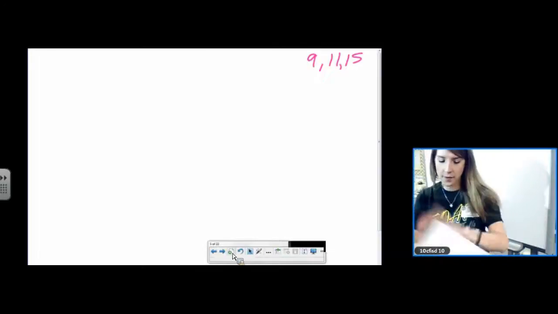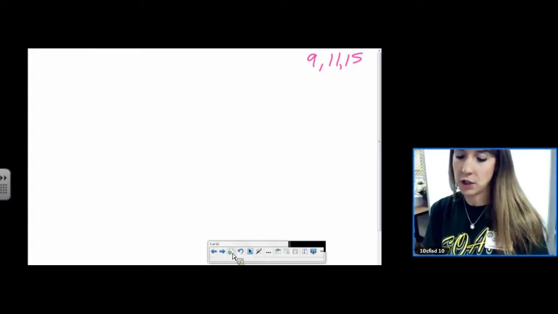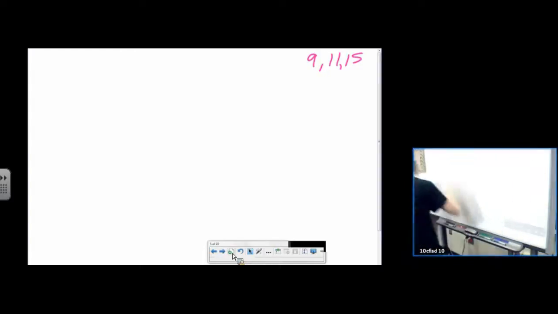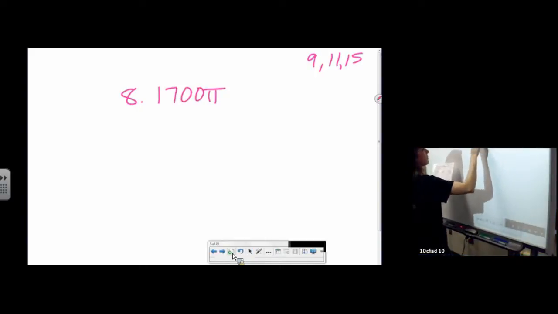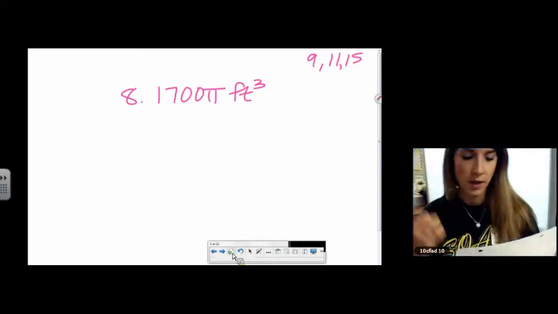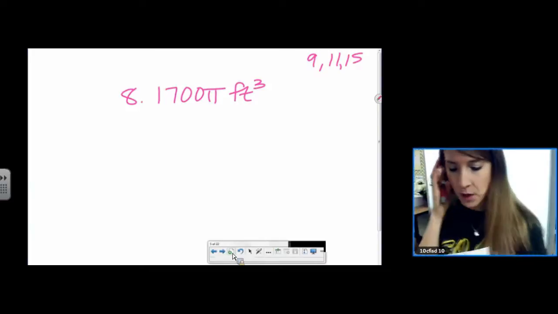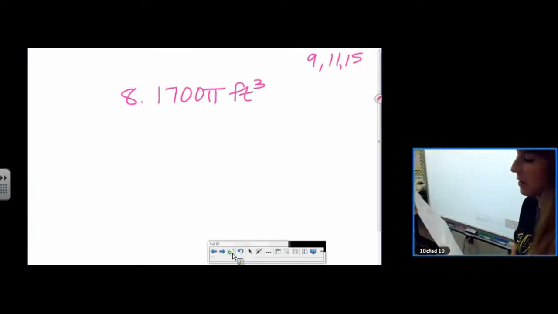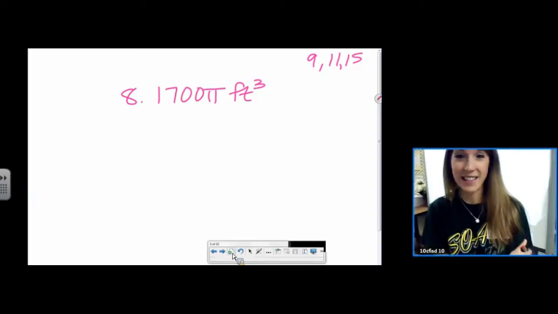At number 9 from last night's homework. On number 9, you have to use your answer to number 8. So for number 8, the answer was 1,700 pi cubic feet. That's how much that cylindrical tank can hold. It can hold that many cubic feet of whatever you're putting in the tank. How many cubic yards are contained in the tank?